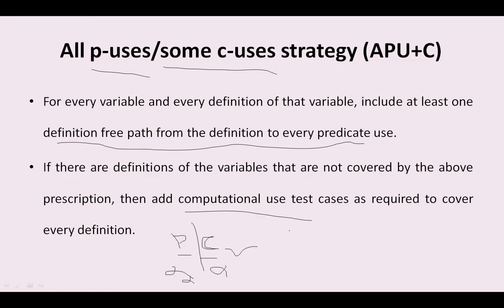So what is the life cycle of this particular thing? First one is the definition, second it must be used, and third it must be killed. Like that we have multiple life states. This we have already discussed in our previous sessions or previous videos. So for every definition, there must be uses: a computational use or a predicate use. The variables which do not come under the predicate use must fall under the computational use. That's what it is saying: APU plus C.